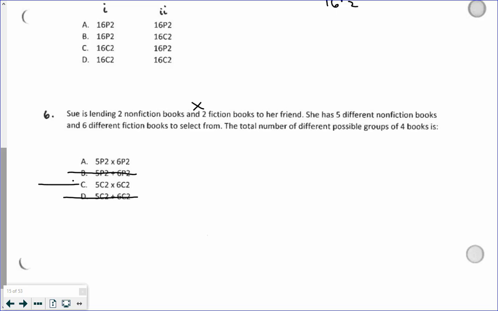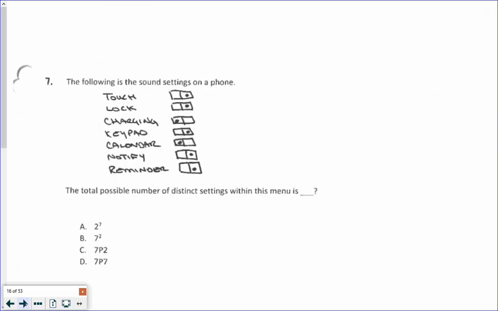This is straight up, I am selecting 2 books from 5 and 2 books from 6. That's it. It's just a select. If you were to arrange them on a bookshelf, that would be different because now the order of the books matters, right? Depending on what order you're putting them in, that would be then a P question. But we're just selecting and then giving them to a friend. Okay, don't overthink number 7.